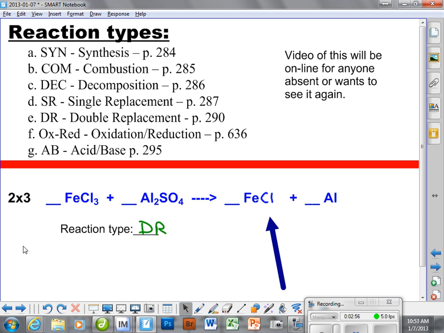I'm not going to do charges yet, but we're going to put the other molecules with these guys. Now, aluminum, instead of having the sulfate, is now going to have the chlorine. Oh, I just messed up. It's going to have the chlorine, and I should have had sulfate over here with this guy. SO4.